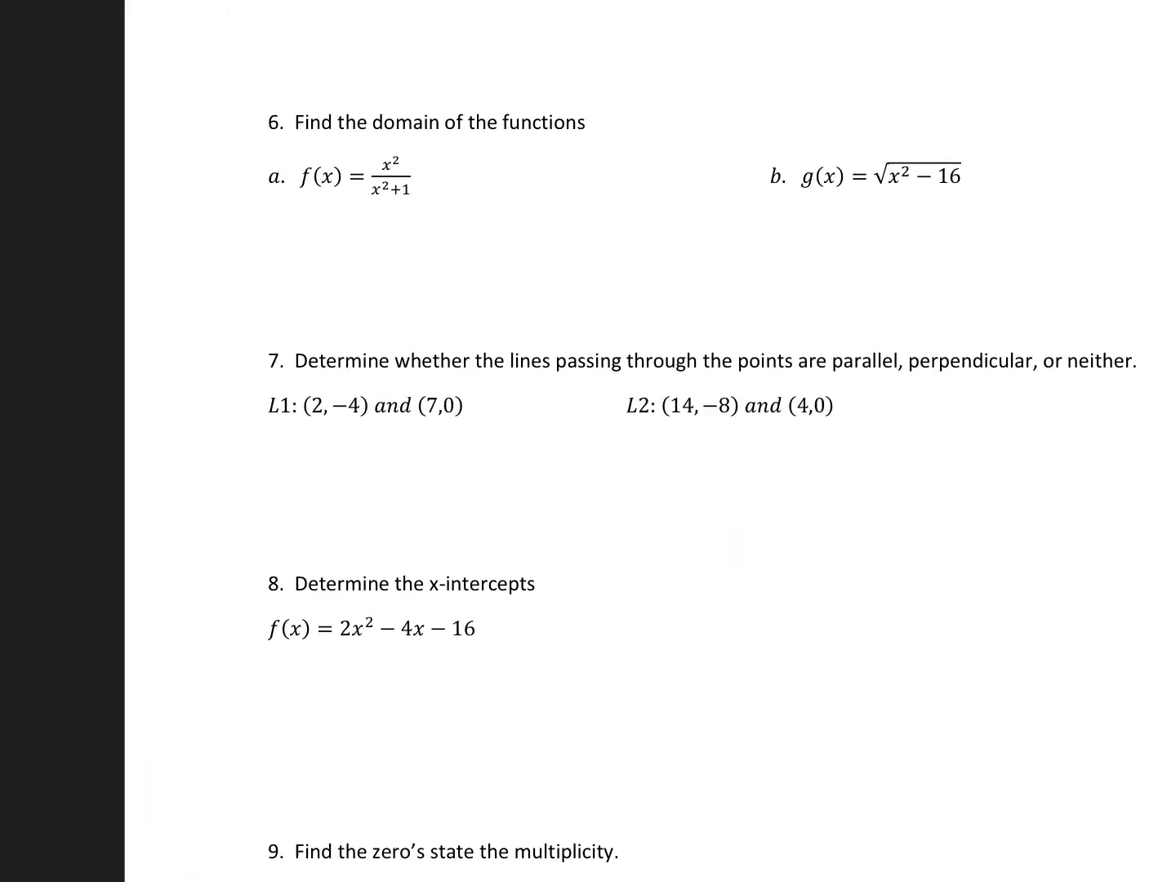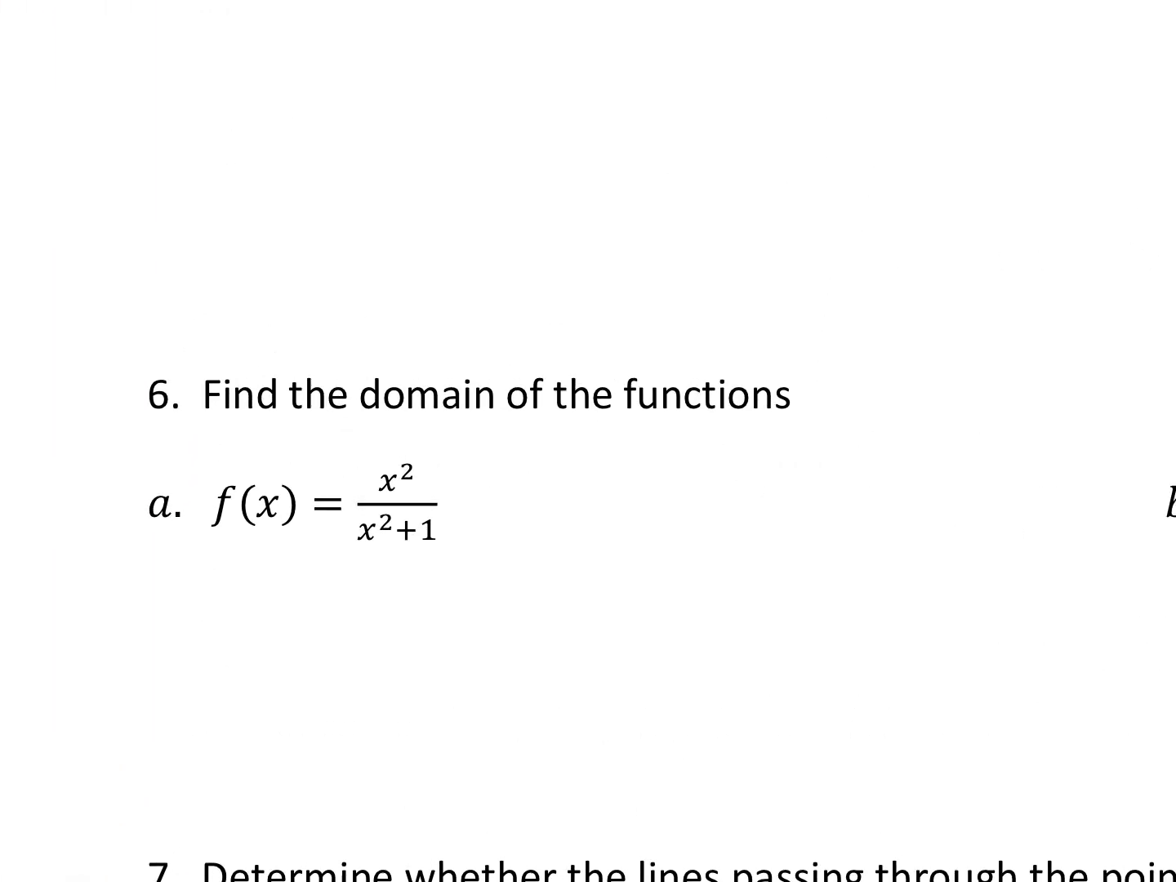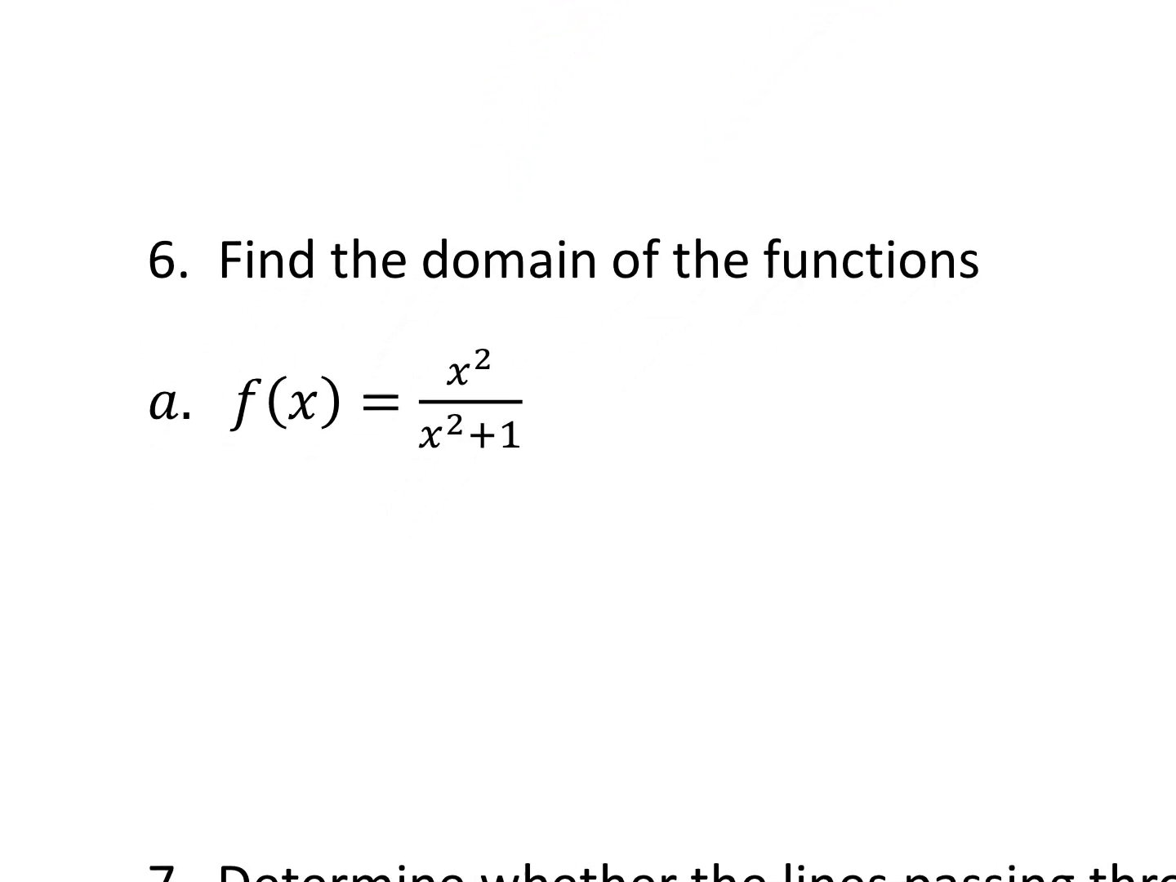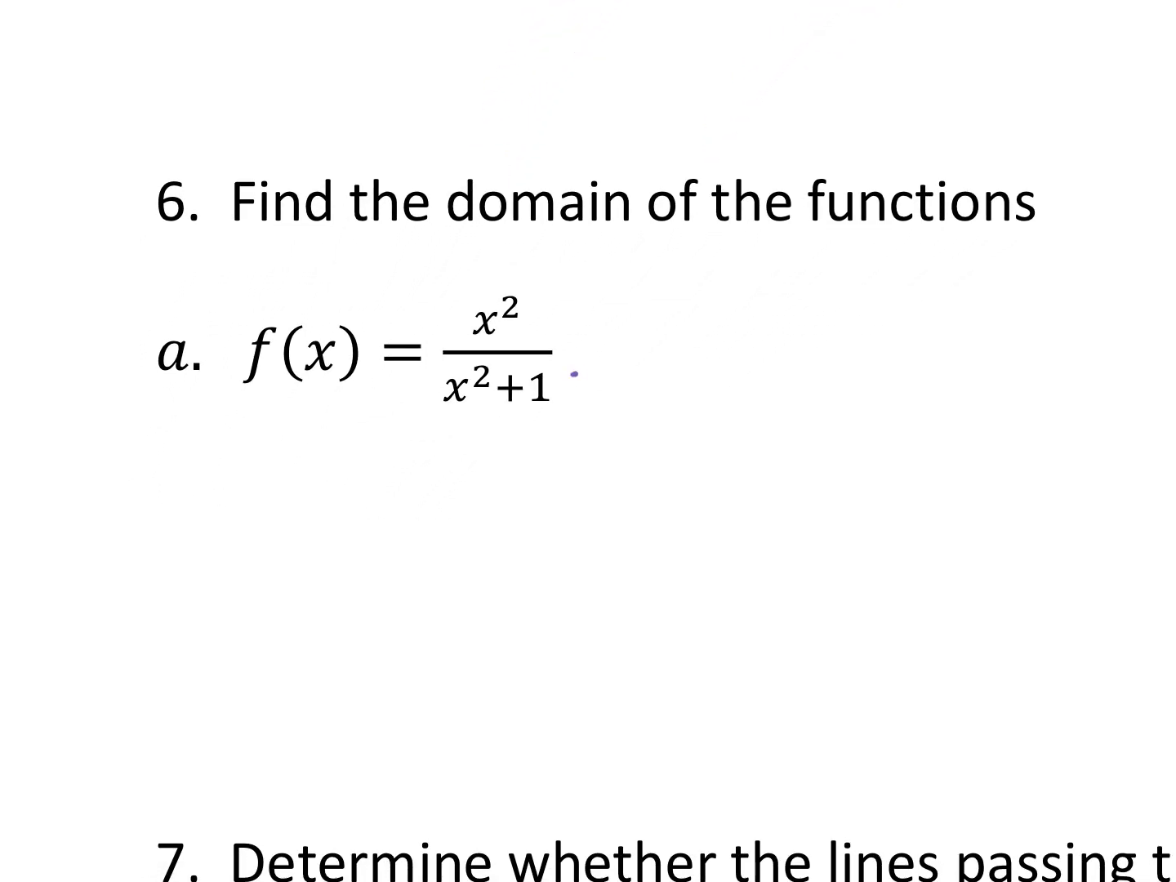Right, number 6, we have to find the domain. So we said we have to be careful and look for if x is in the denominator and if x is inside a square root. Do I have x in the denominator? Yes. So if it's in the denominator, we have to say the denominator is not equal to 0. And we solve for x. So here I would subtract 1. So x squared cannot equal negative 1.